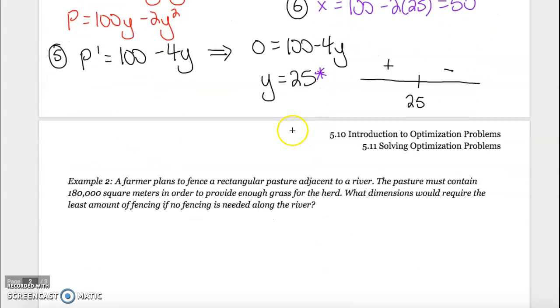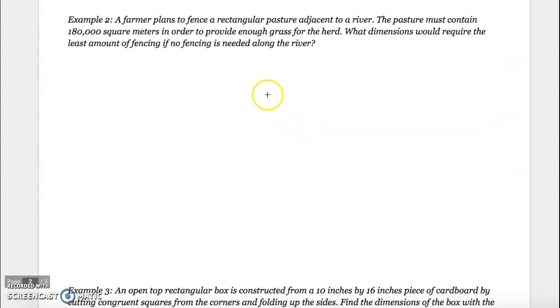All right, let's go ahead to another example. In this example, a farmer plans to fence a rectangular pasture adjacent to a river. The pasture must contain 180,000 square meters in order to provide enough grass for the herd. What dimensions would require the least amount of fencing if no fencing is needed along the river?